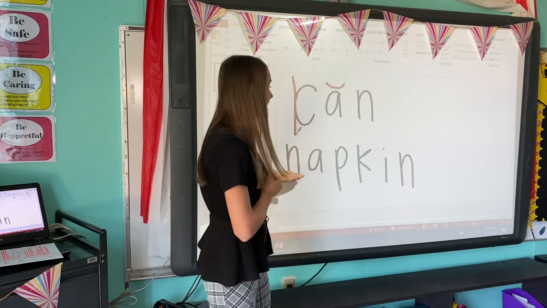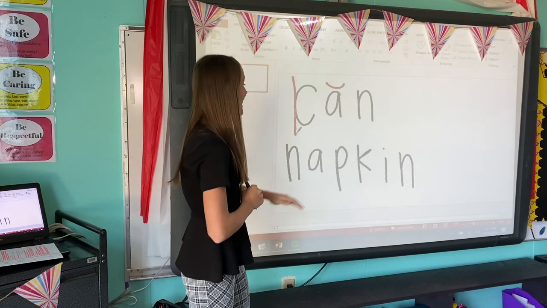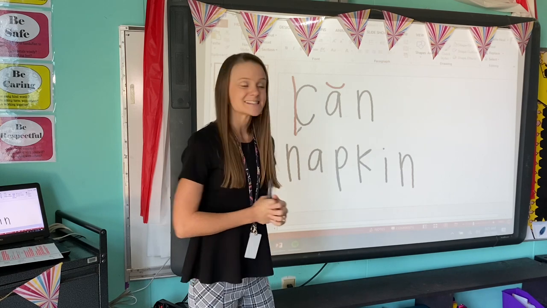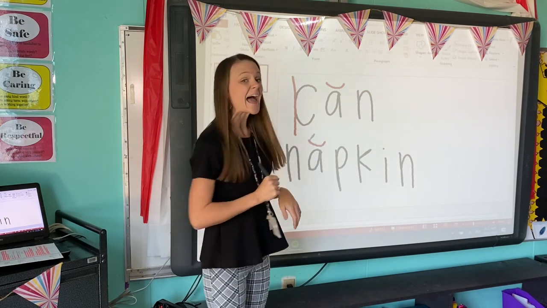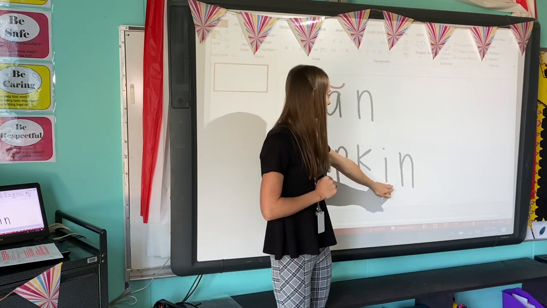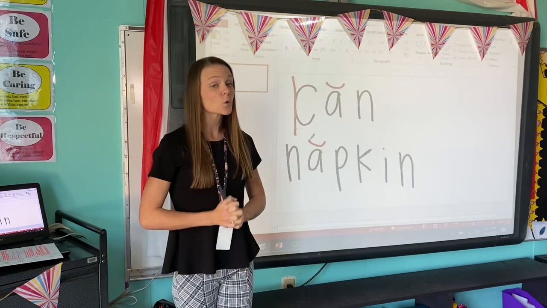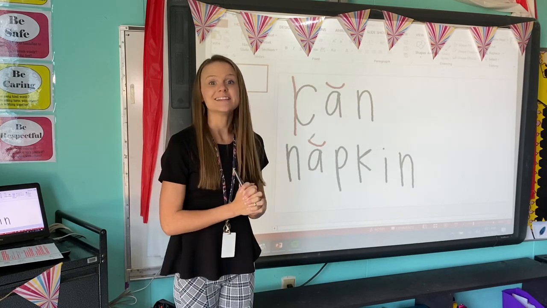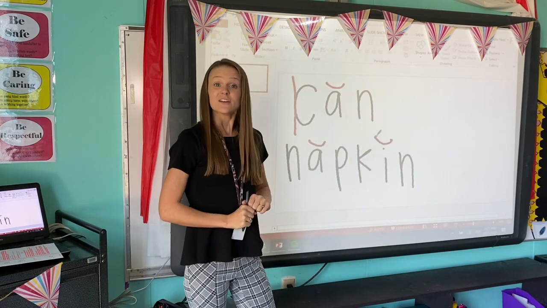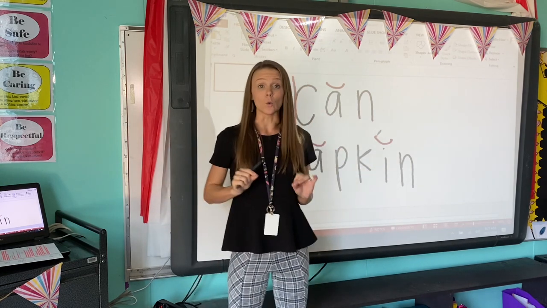Let's look at the word napkin. Let's code the vowels in this word. Letter A is making what sound, short or long? Yes, it's making the short A sound, napkin. Let's look at the I in this word, napkin. Is it making the short or the long sound? Yes, it is also making the short I sound. So there are two vowels in this word, and they're each making their own sound.